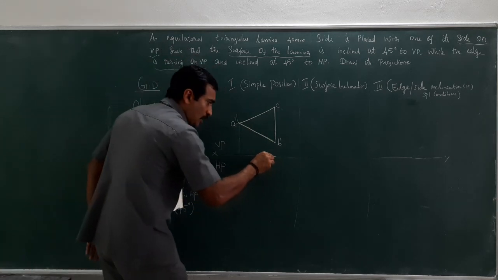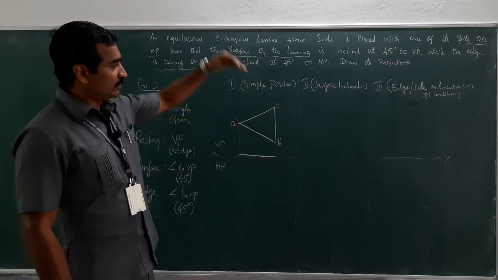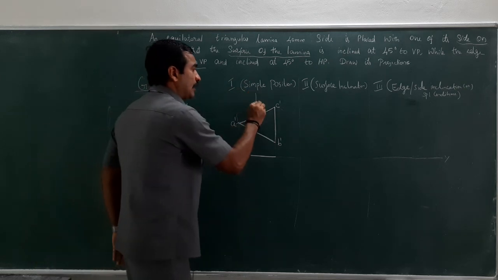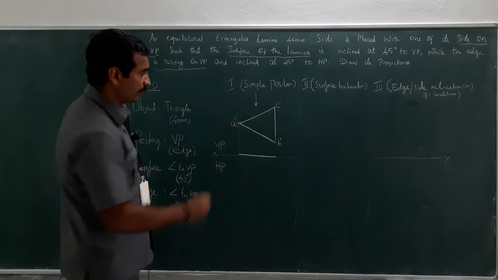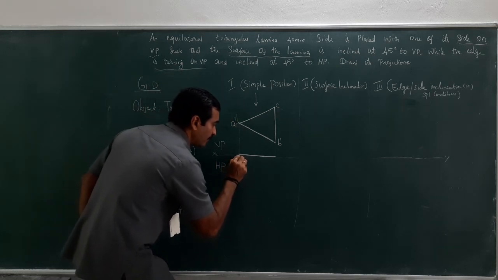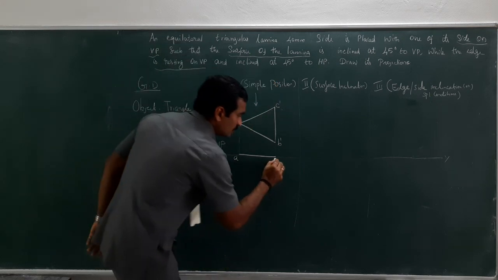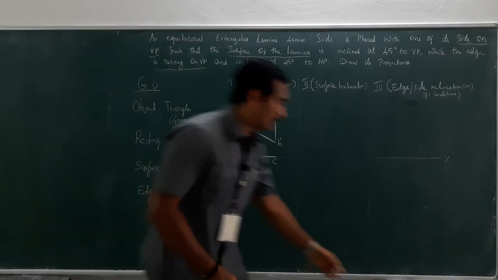Now draw a line. This is the top view of this particular object. The object is an equilateral triangle. When you look at it from the top, which points are visible? Look here, A. Therefore, A is visible. This is A. When you look from the top, C would be visible. So, C. What about B? B would be invisible, right?